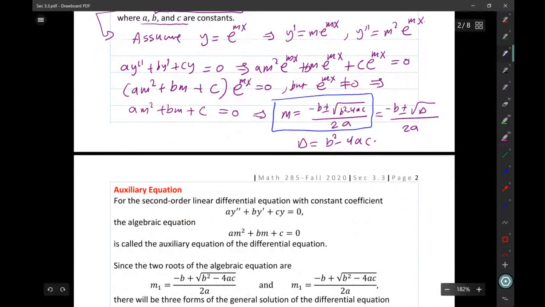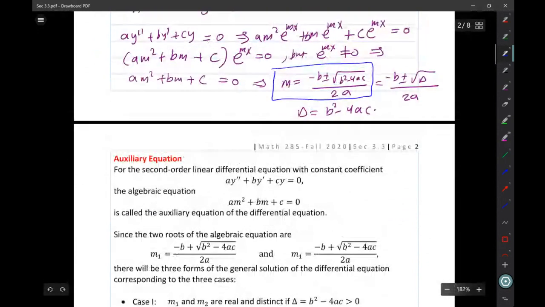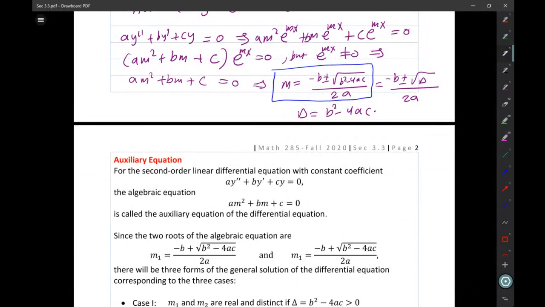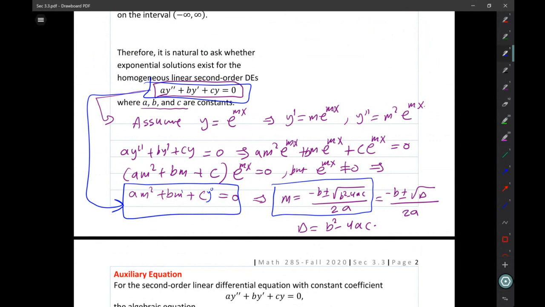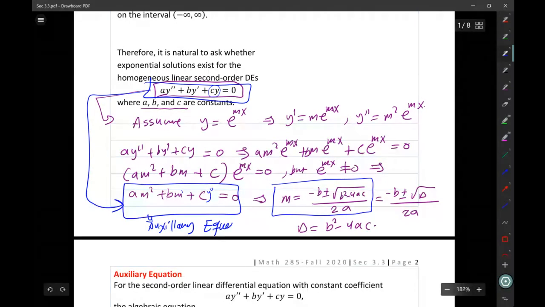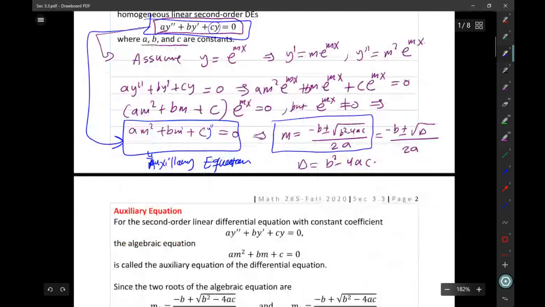Now let us see this in more detail. For any second order differential equation, let us compare. a y double prime becomes a m square. The order of the derivative becomes the power of m. Plus b y prime is here b m, power of m is 1, which is the same as the order of the derivative. Plus c y, here y to the power 0, it is c. Here you have the order 0. Now this equation is called the auxiliary equation. This one is called the auxiliary equation.